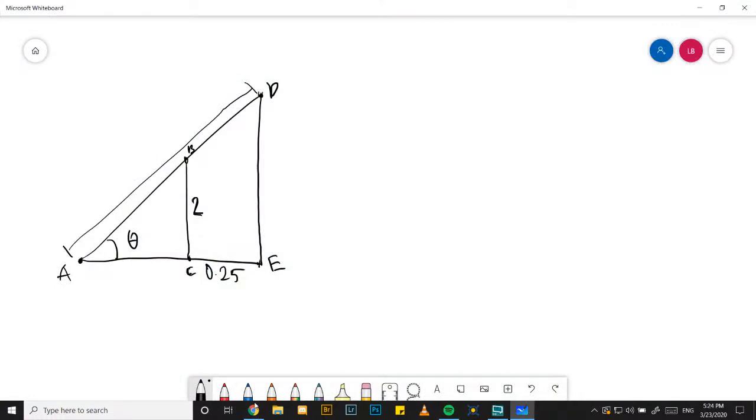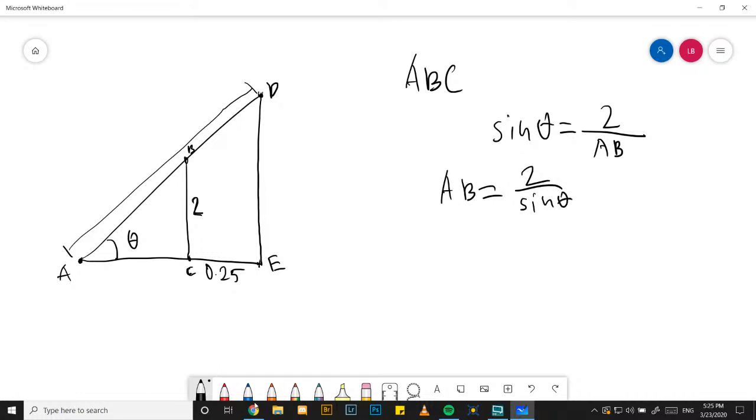Well, anyways, this is what I did. I realized that I can figure out what AB's length is in terms of theta because I can use the normal trigonometric identity. I can figure out what the hypotenuse of the triangle ABC is because I know one angle and I know this opposite side over here, which is 2. So I know the opposite, and I want to find the hypotenuse, so I can use sine. Sine of theta is equal to 2 over AB, and that says that AB is equal to 2 over sine theta. I'm going to move that for now.